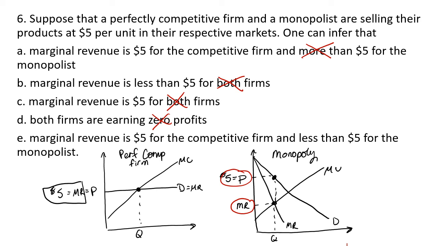And then E says marginal revenue is $5 for the competitive firm. That's true. And marginal revenue is less than $5 for the monopoly. That is also true. So our answer here is E.